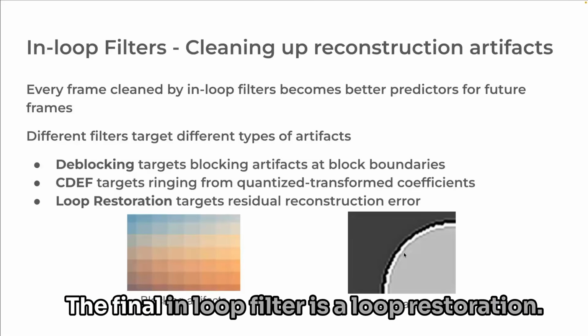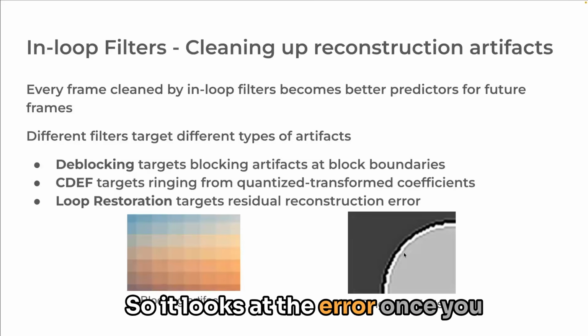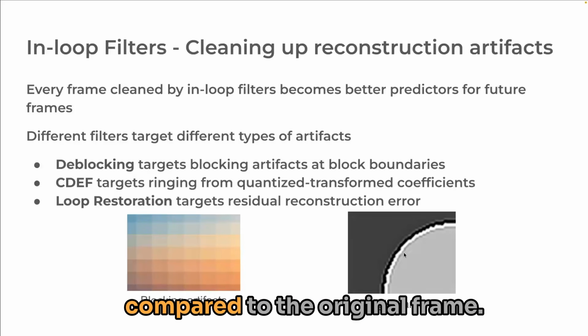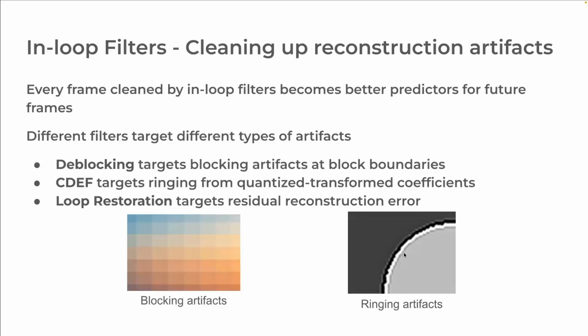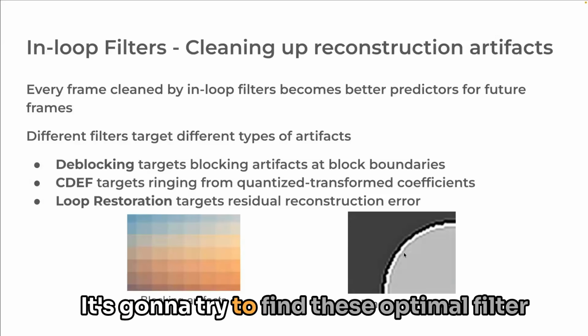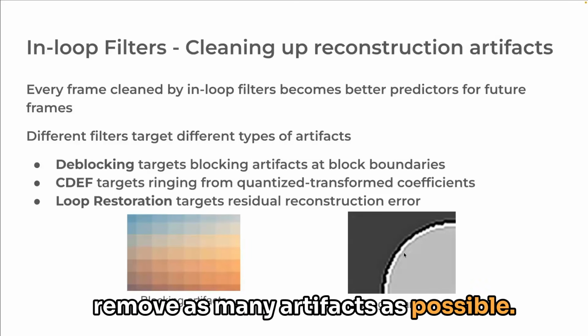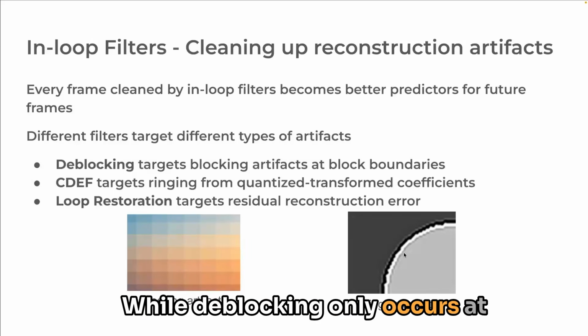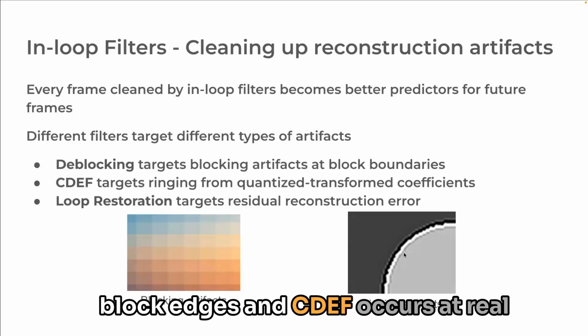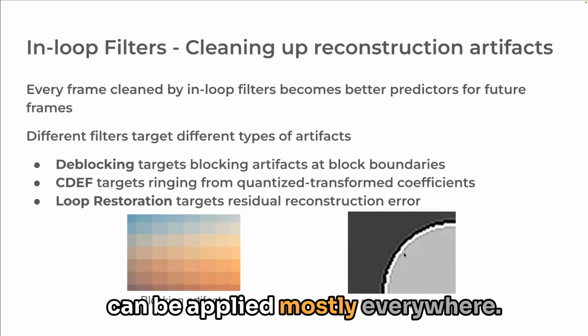The final in-loop filter is loop restoration. What it does is look at reconstruction error. So it looks at the error once you finish reconstructing your block compared to the original frame, and it's going to filter that out as much as possible. It's going to try to find optimal filter coefficients to clean up the image and remove as many artifacts as possible, while deblocking only occurs at block edges and CDEF occurs at real edges in the image. Loop restoration can be applied mostly everywhere.